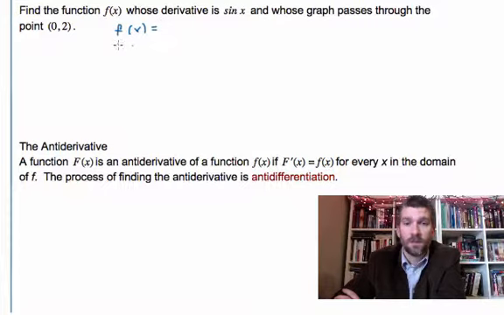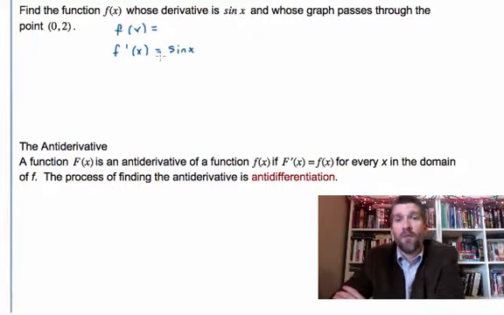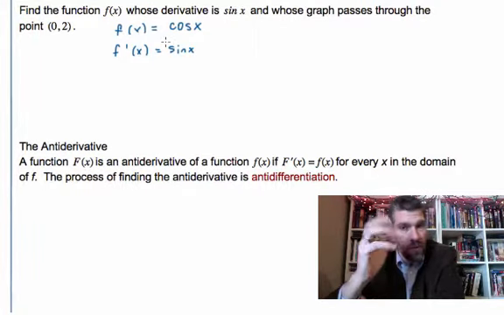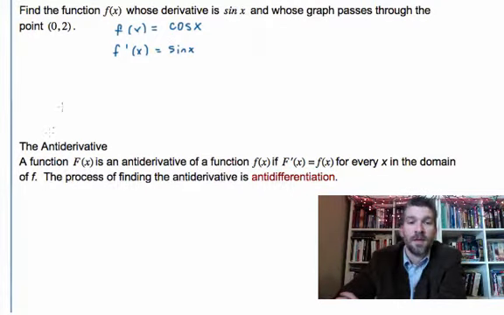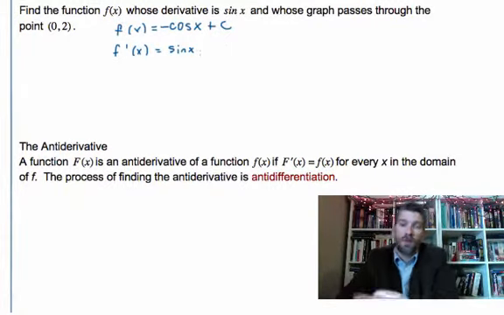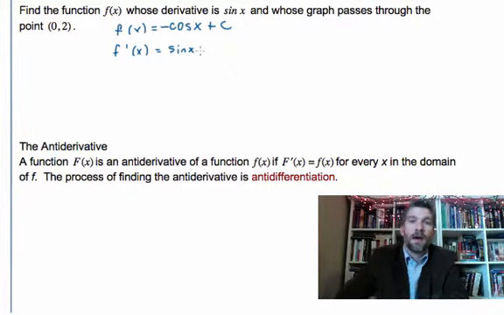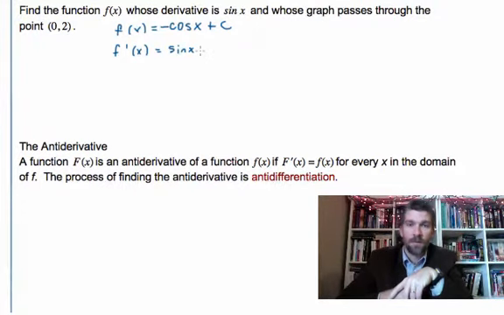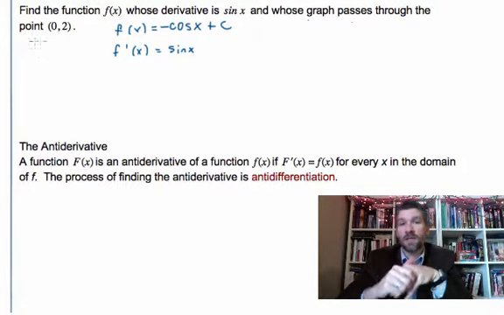And so what we're going to do is ask ourselves, the derivative of what is equal to sine x? If you look at any study aids that you have, or if you remember, the derivative of cosine is negative sine. So that's important. Well, how can I get this to work out so that when I take the derivative of the cosine, I get a positive sine? You make cosine negative. So what we end up with is negative cosine x plus c.